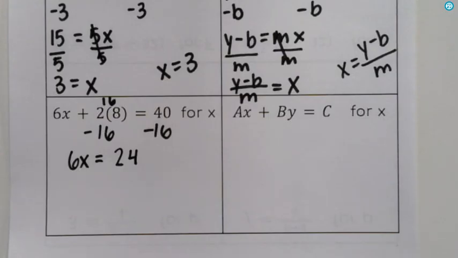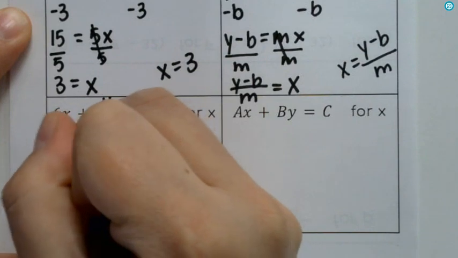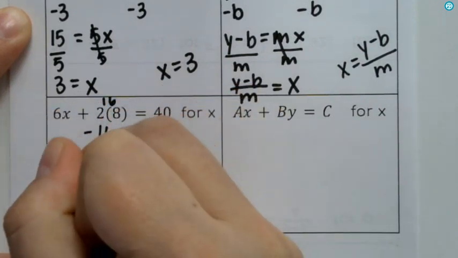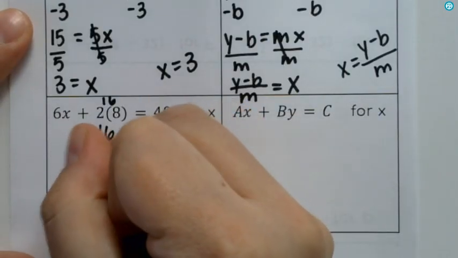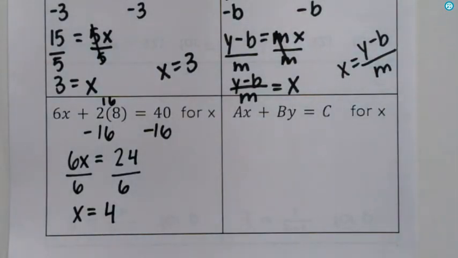And then we can divide both sides by 6. And we will get x equals 24 divided by 6 is 4. Okay, so the steps were subtracting and then dividing. So we're going to do those same steps over here.